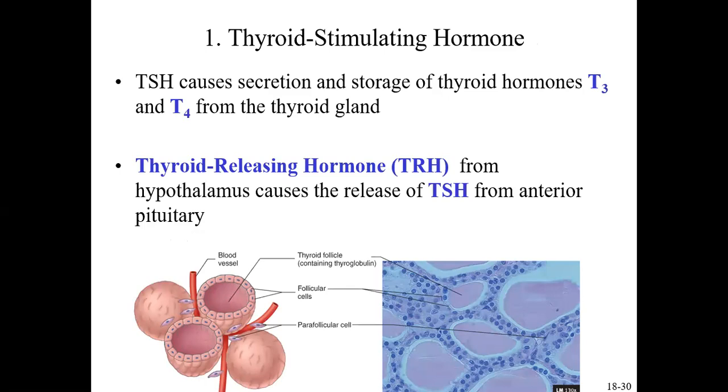Thyroid stimulating hormone, TSH, comes from the anterior pituitary, but there's a little pathway involved here that begins with the hypothalamus. The hypothalamus in the brain produces and secretes thyroid releasing hormone, TRH, and that goes through the portal system down into the anterior pituitary gland, where it causes a release of TSH. TSH causes the secretion of thyroid hormones, T3 and T4, and they get stored inside of these follicles. We'll talk more about this in lab. But T3 and T4 are basically metabolic hormones.